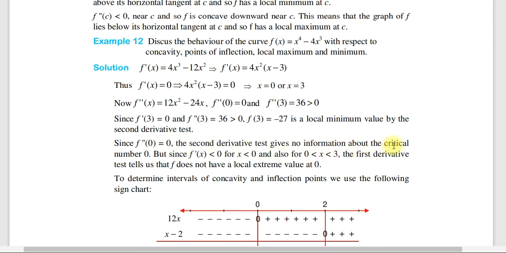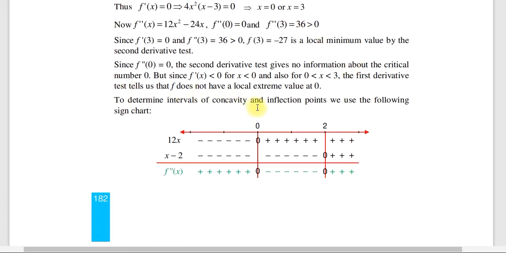the second derivative test gives no information about the critical number 0. But since f prime of x is less than 0 for x less than 0 and also for x between 0 and 3, the first derivative test tells us that f doesn't have a local extreme value at 0. To determine the intervals of concavity and the inflection point we use the following sign chart. We used f at 3 to find the local minimum. Substituting 0 gives no information, because the second derivative is 0, neither greater nor less than 0, so we cannot say it is a local maximum or minimum. But at 3 the value tells us it is a local minimum value. Then, to find concavity and inflection points, we use a sign chart.